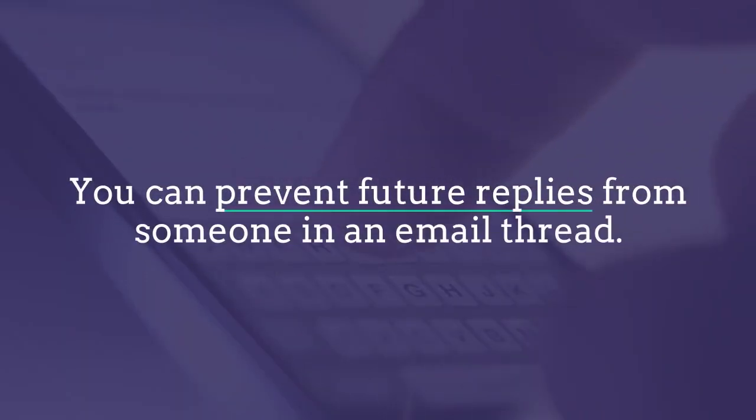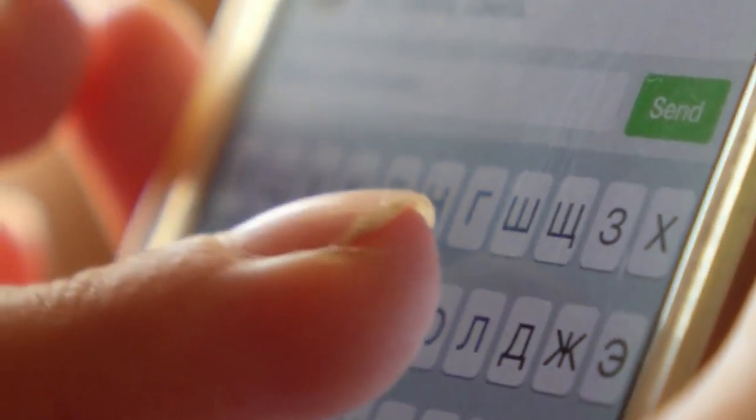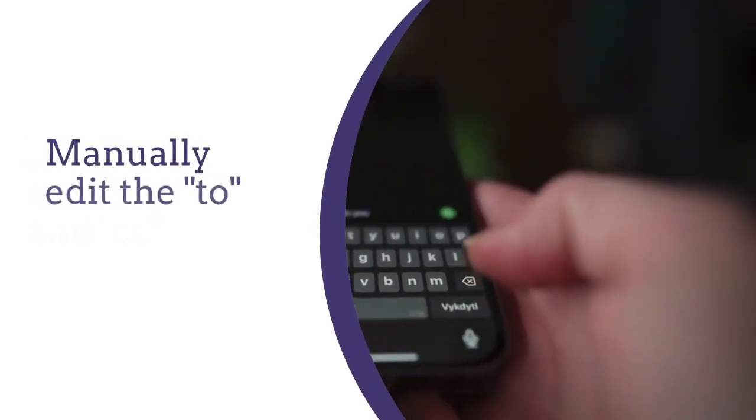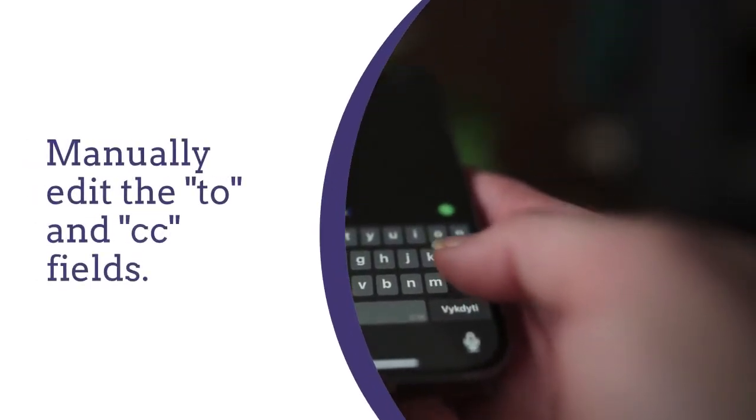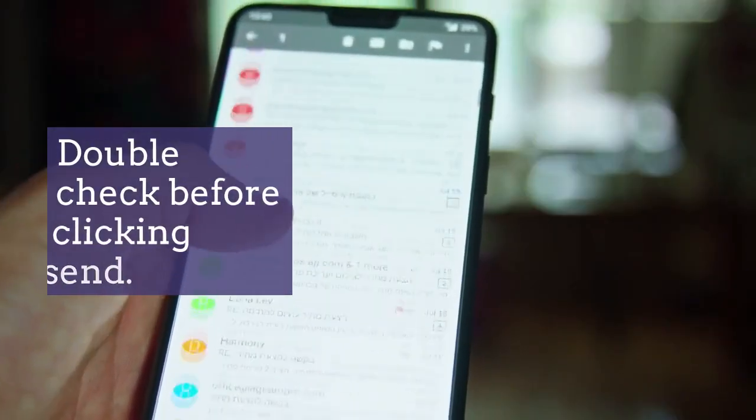However, you absolutely can prevent them from receiving any future replies within that specific email thread. The key is to be very careful with how you send your next message. When you go to reply to the thread, or hit reply all, make sure you manually edit the To and CC fields. Carefully locate and delete the email address of the person you no longer want to include. Double check before you click send.